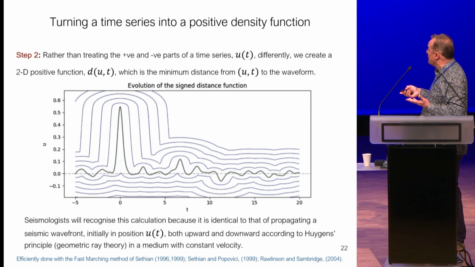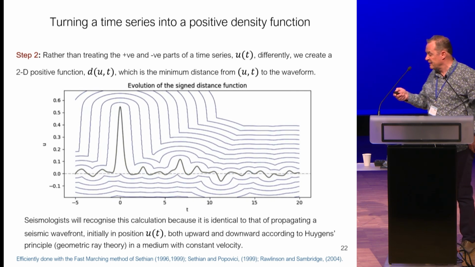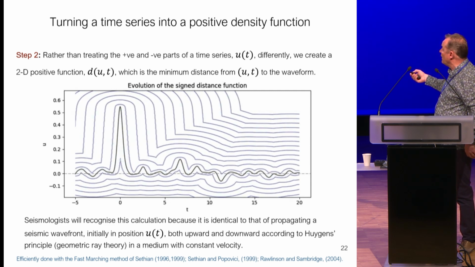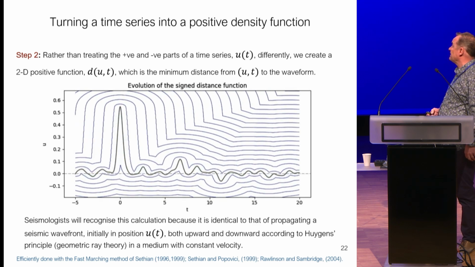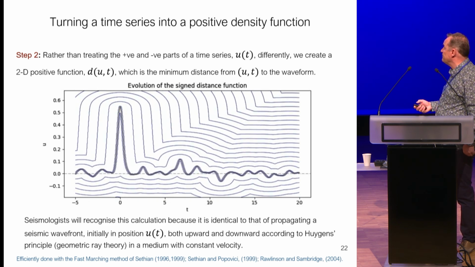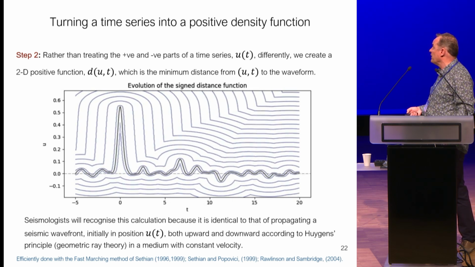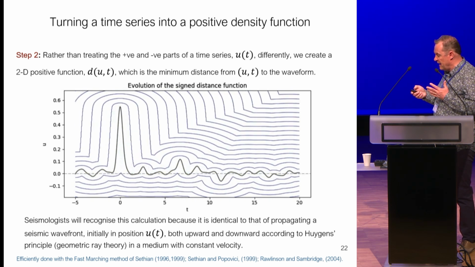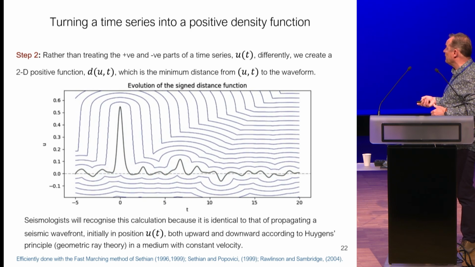This is showing, essentially, a calculation identical to seismic wavefront tracking. If the time series is a wavefront and you propagate it out, that's the wave field you would get. But this is a simple calculation. Fast marching can be used to solve it, or other methods. So we've now converted the 1D object into a fingerprint, a 2D object.